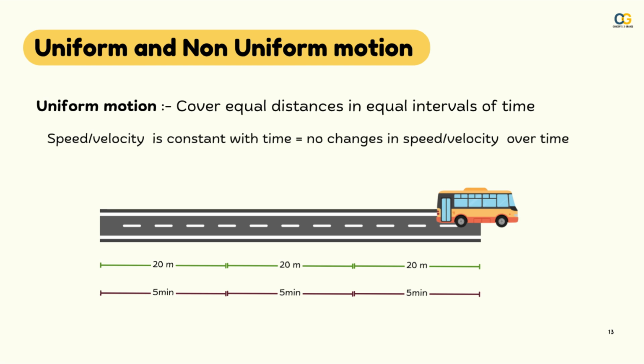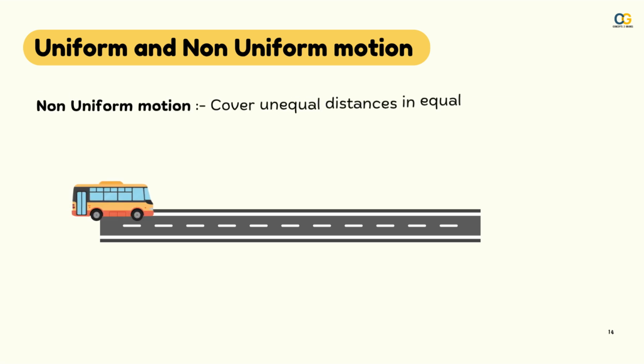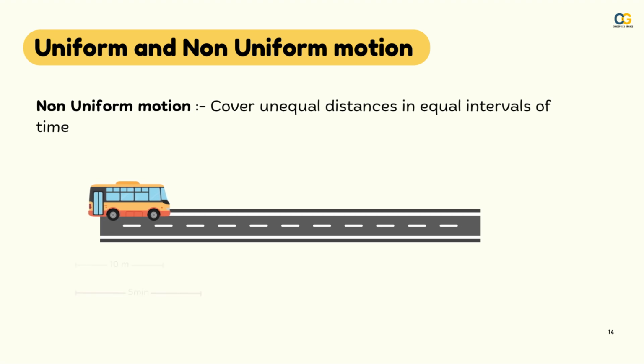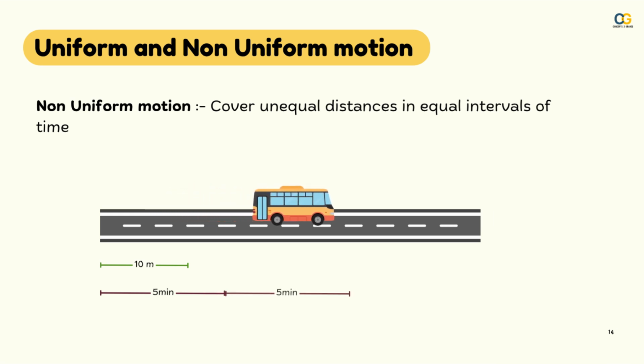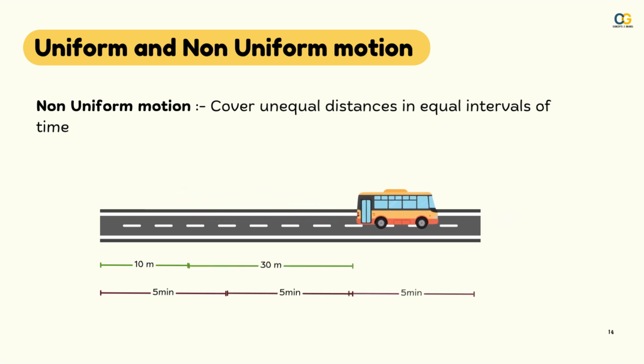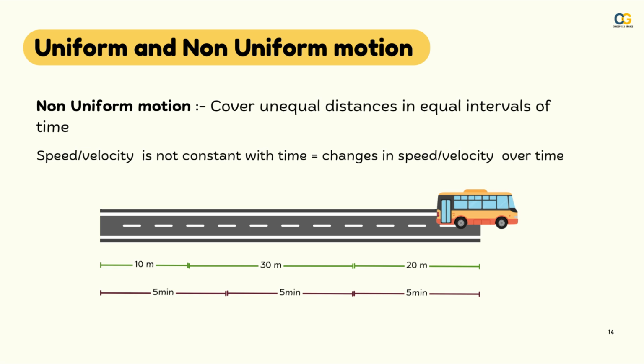Let us understand what is non-uniform motion. If the same bus covers unequal distances in equal intervals of time, that is, in the first 5 minutes, it covers 10 meters, but in the next 5 minutes, it covers 30 meters, and in the next 5 minutes, it covers 20 meters, it is said to be in non-uniform motion. This is the kind of motion that we see in our everyday life, where we start slow and we increase the speed with time. Here, the speed and velocity is not constant with respect to time. They change over the time.